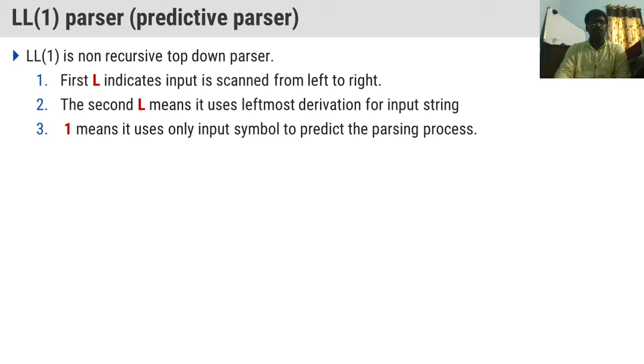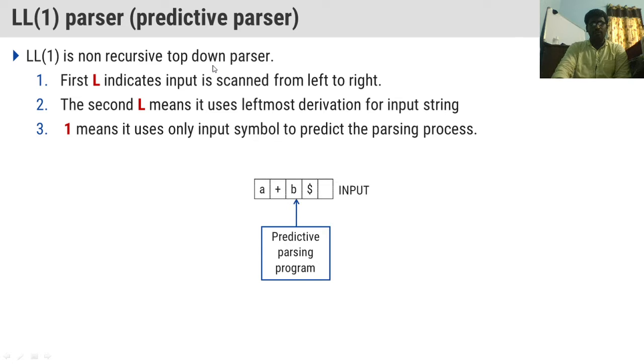But as of now, we should remember LL1 parser is a non-recursive top-down parser. LL1 is a non-recursive top-down parser. Anyhow, LL1 is a predictive parser. Predictive means what? Prediction means guessing. So LL1 is a predictive parser. It will predict which production needs to be substituted, but it is a non-recursive top-down parser. It is not a recursive predictive parser. It is a non-recursive predictive parser.